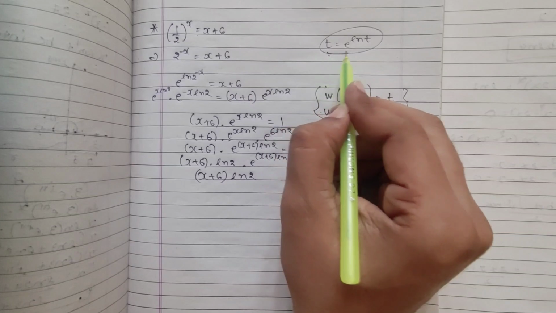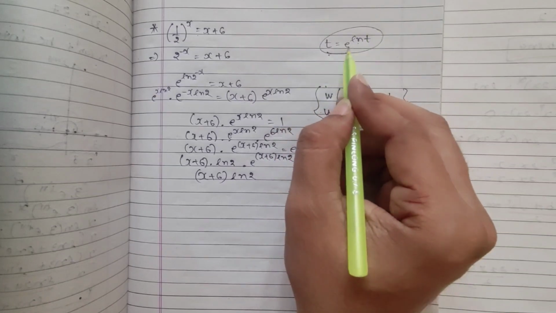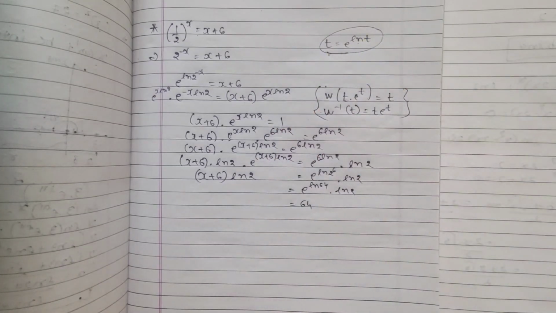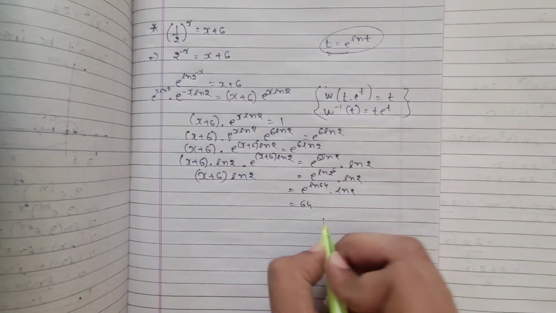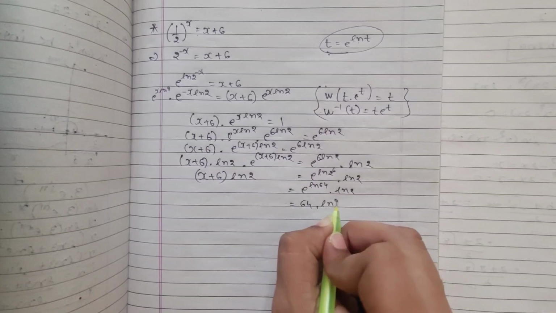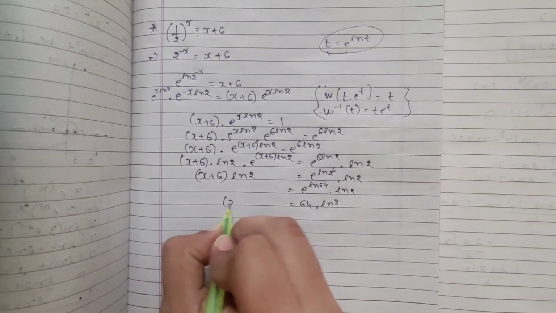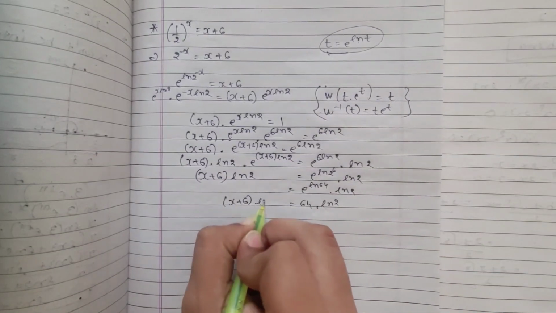If I can write t equal to e raised to ln t, then I can also write e raised to ln t equal to t, right? So according to this property, ln e raised to ln 64 equals 64 into ln 2, right? Which will be equal to x plus 6 into ln 2.